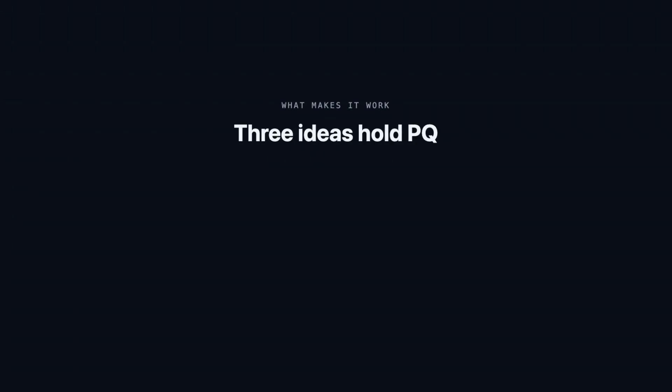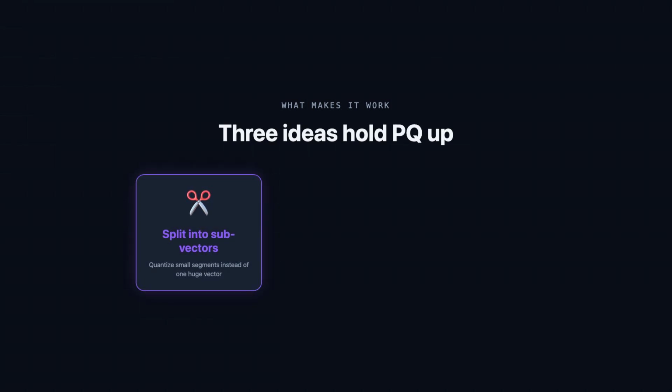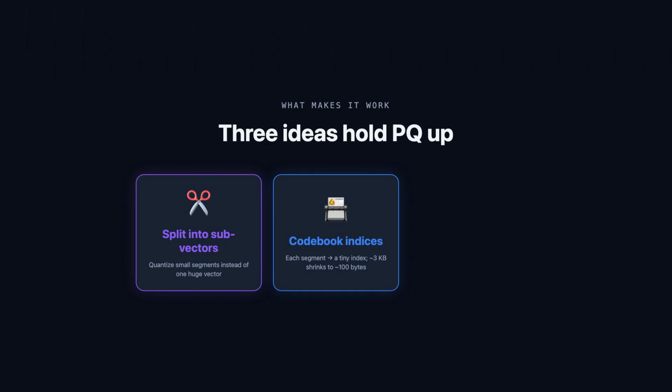Really, the whole scheme rests on 3 ideas. Lock these in, and product quantization makes sense. First, splitting into pieces. Rather than quantize a huge vector all at once, you divide it into segments and handle each on its own. That decomposition is what makes the codebook small and the code short. Second, compression through codebook indices. Every segment becomes a single index into a tiny learned codebook, so a heavy float vector shrinks to a few bytes. Roughly 100 bytes in place of about 3 kilobytes.